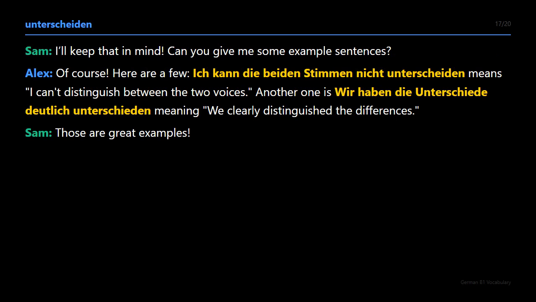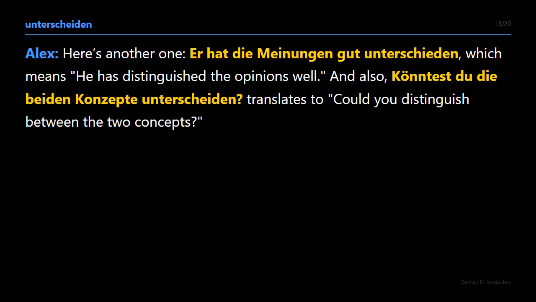Those are great examples. Here's another one. Er hat die Meinungen gut unterschieden, which means he has distinguished the opinions well. And also, könntest du die beiden Konzepte unterscheiden? It translates to could you distinguish between the two concepts?